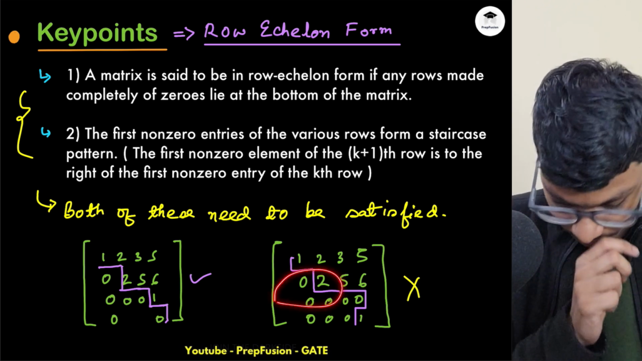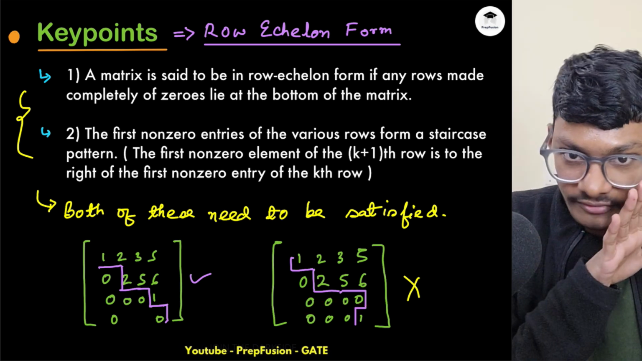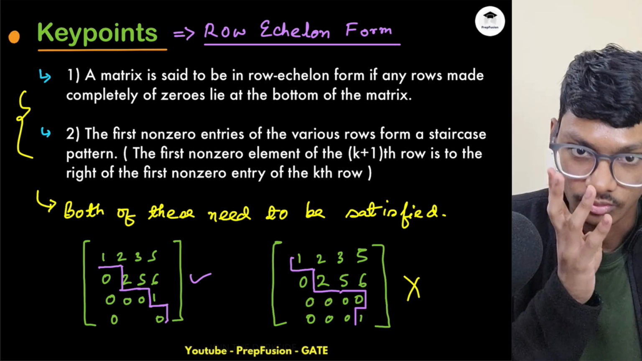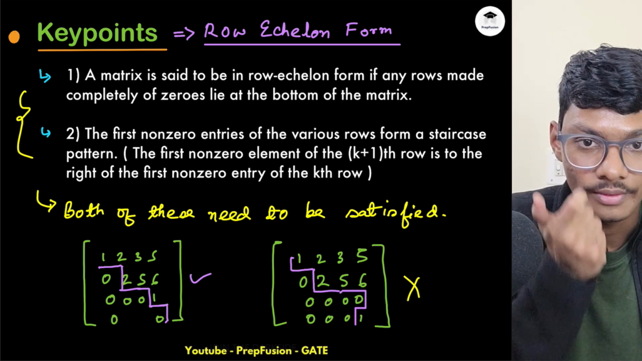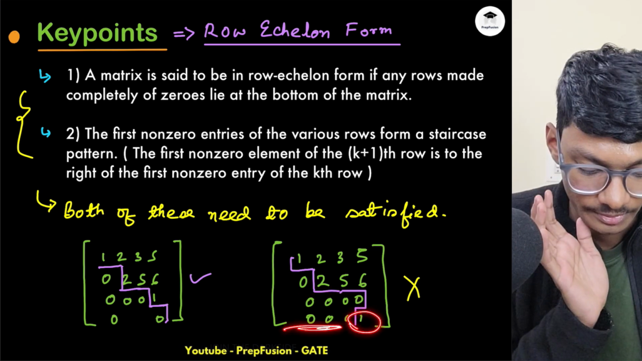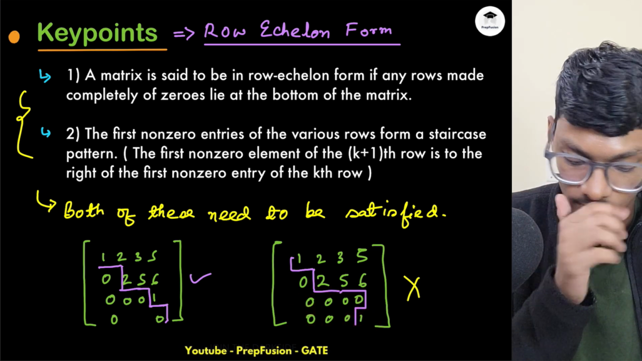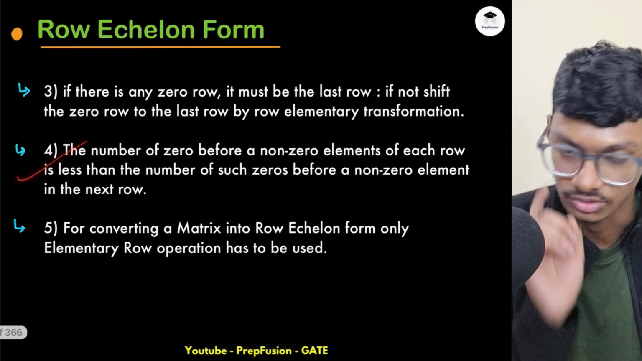Okay, here what do you see? Here, if I see the number of zeros before the non-zero element, here I don't have any non-zero element, so the number of zeros is 4. Okay, here I have 3. This is not following the row echelon format. This has 3 zeros before the non-zero element, and this is 4. So it should not be 3 over here. It can't be 3. Hence this condition is not satisfied.